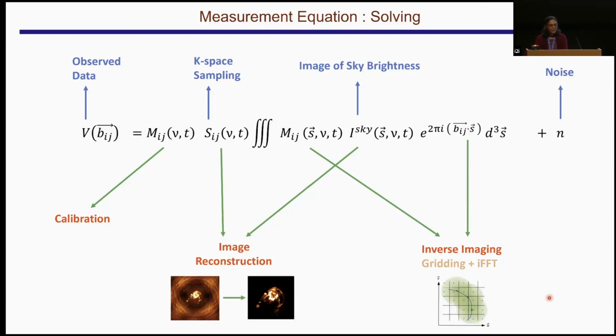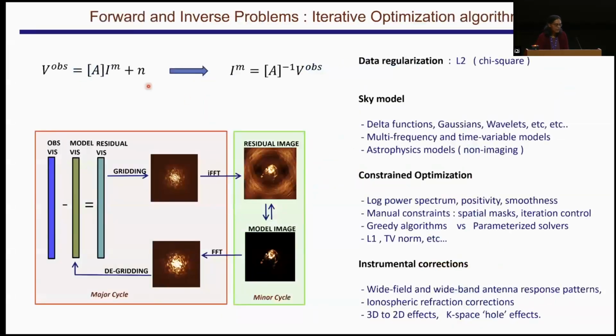Okay, that's basically it. More formally, we can describe this as solving a system of equations where A is a measurement operator. The inverse of A strictly does not exist because of the unmeasured information, and so your solution process is an iterative optimization algorithm. We have all the usual ingredients: there's a data term, which is chi-squared. We have various kinds of sky models, different optimization algorithms you can apply to it, and a host of instrumental corrections that have to be also applied at the same time.